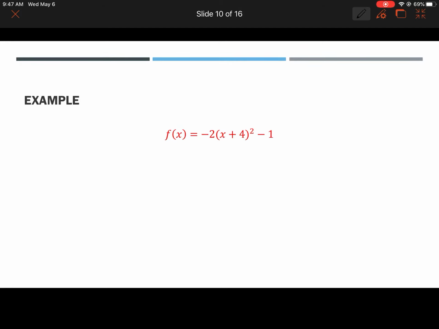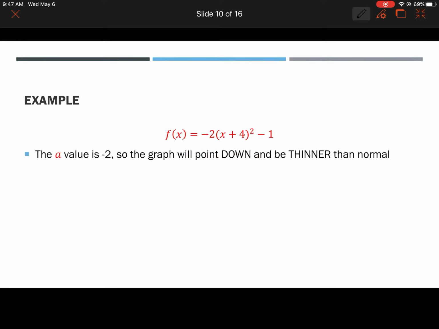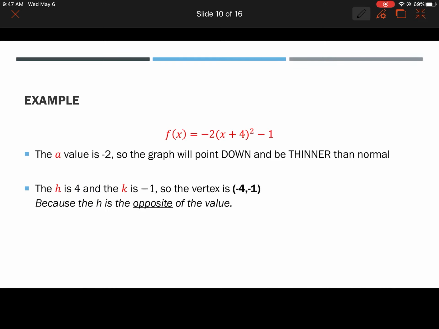So here, the a value is -2, which tells you a couple things. First of all, it tells you that it's going to point down because it's negative. We also know it's going to be thinner than normal because it's a number smaller than -1, but it's not a -1, so it's going to be thinner than normal because it's stretched. And then we can look at the 4 and the -1.